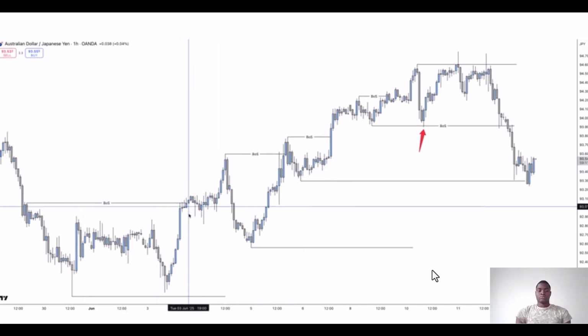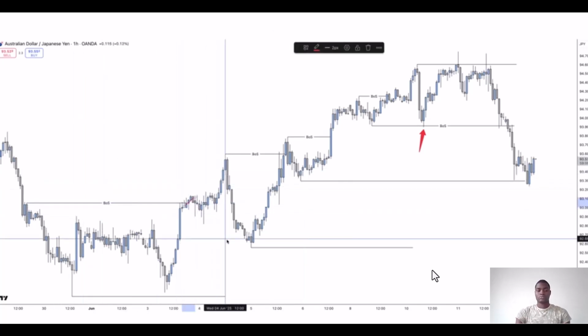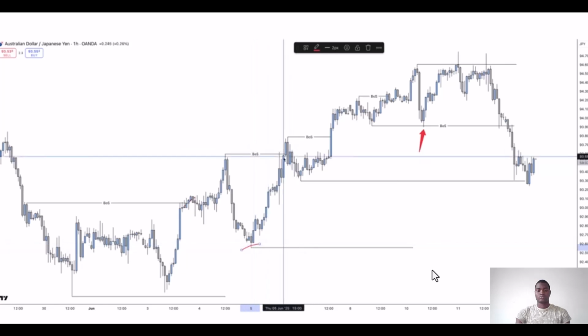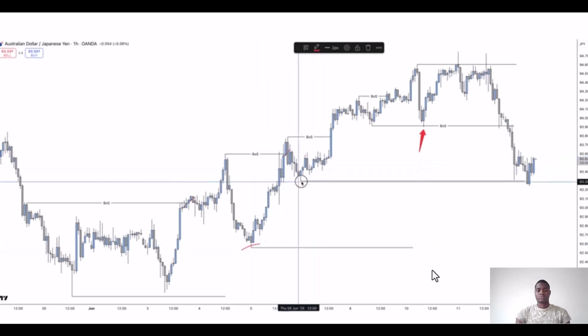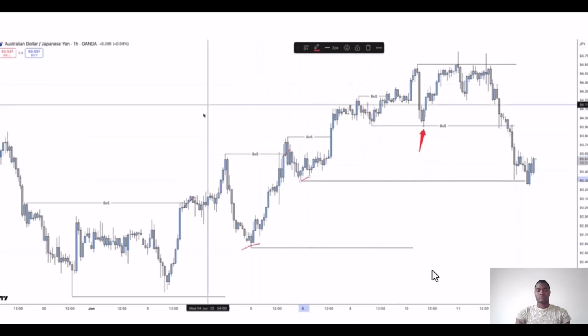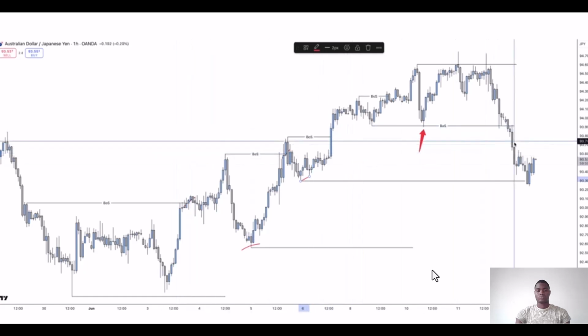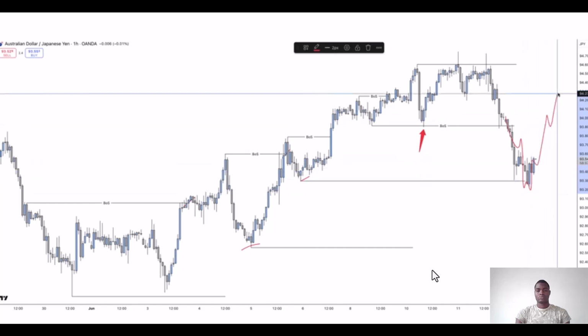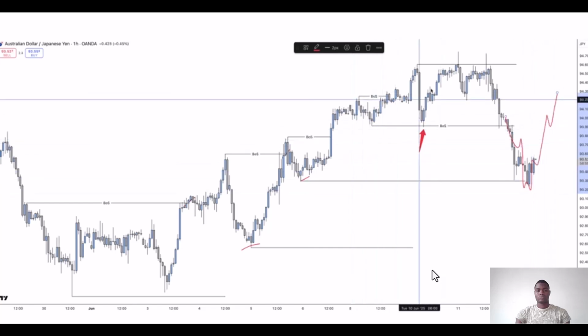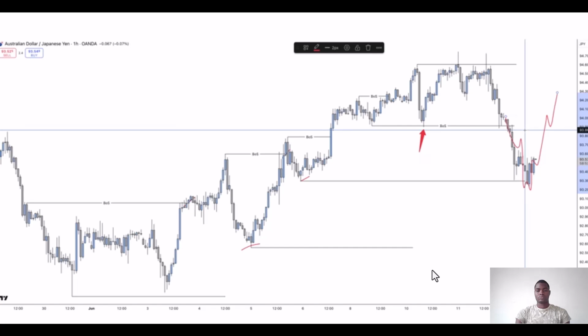We can see from this point onwards, if the structure breaks here, we go up. If it breaks here, we go down. If it breaks here, we go up. If it breaks here, we go down, etc. And it gives us a clear way to understand which way the market is going and a clear way to react to the breaks in structure that we may see, whether they are up, pro-trend, or down, counter-trend, and the start of a new trend.